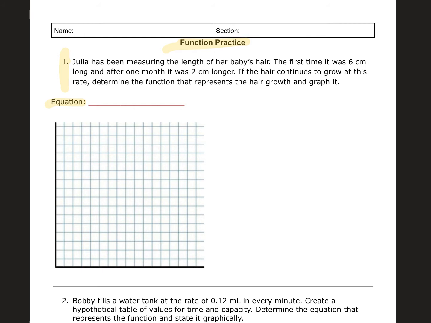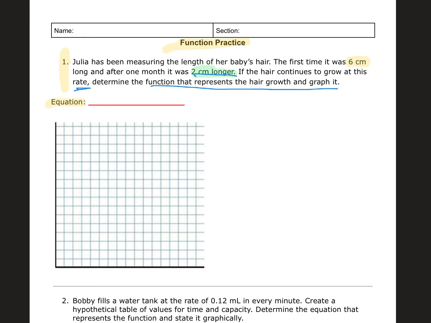So in this case, Julia has been measuring the length of her baby's hair. The first time it was 6 centimeters long, and after 1 month it was 2 centimeters longer. So I'm going to highlight real quick. It was 6 centimeters and then 2 centimeters. Those are the two numbers that I see. And actually, we highlight them in different colors. 2 centimeters longer. If the hair continues to grow at this rate, so that's our rate. Here's 2 centimeters. What is the function that represents the hair growth?